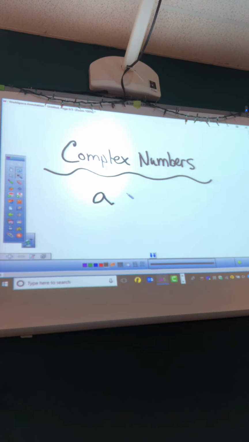Uh-oh, this pen's being wonky too. I might have to move over one. I don't know why certain parts of the room do not work right. Alright, here we go.